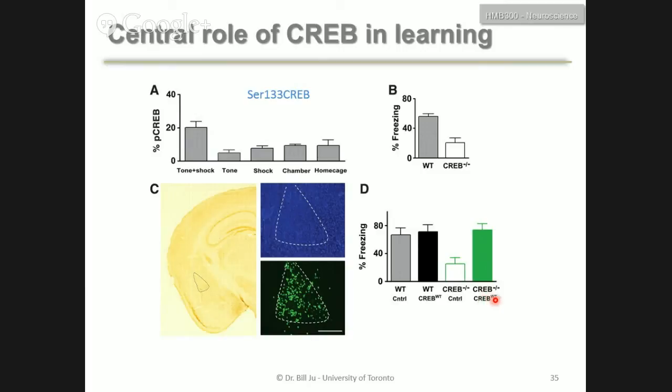So a knockout animal, a CREB minus animal that normally doesn't learn, it would look like this. If you go back in and now you express CREB in these neurons, it will go back to that same freezing behavior that we saw before. So hopefully you'll buy into the fact that CREB is really important in this process. We can measure it in a number of ways and we can see activity dependent on ARC.